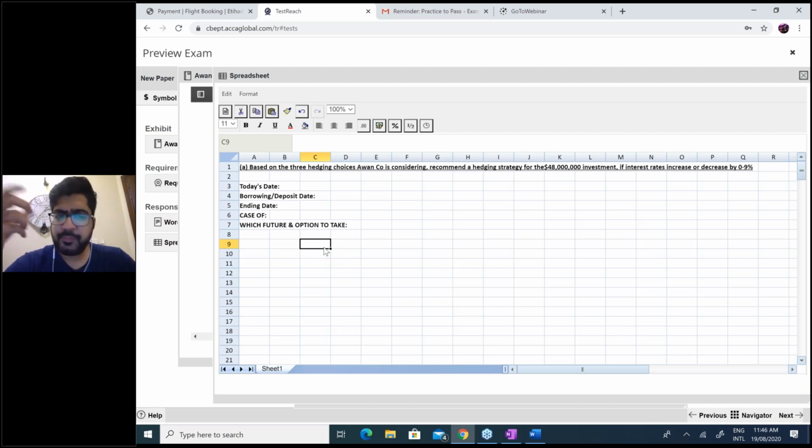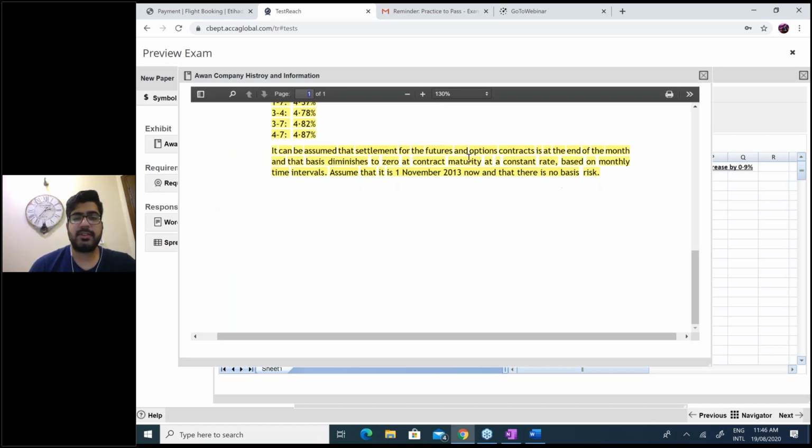You need to write today's date given in the question, the borrowing or deposit date given in the question, the ending date till when we are borrowing or depositing, whether it's a case of borrowing or deposit, and which future and option to take. So pay attention. I have to find these things.